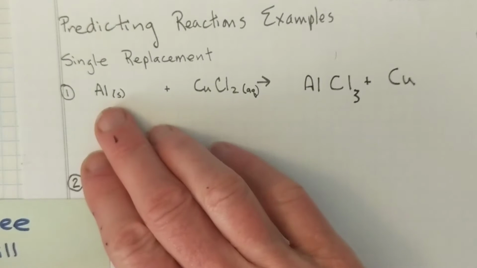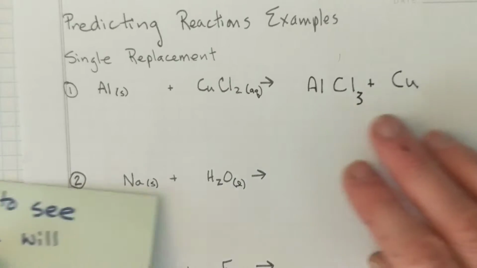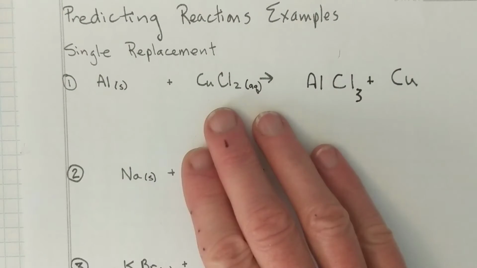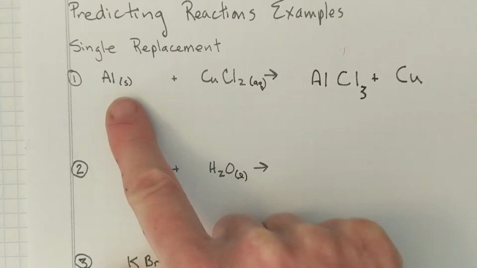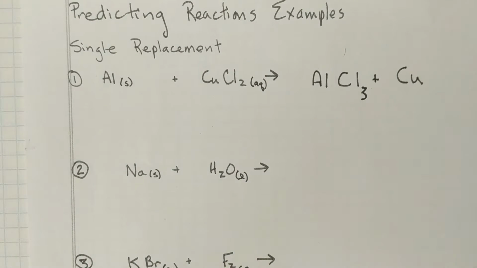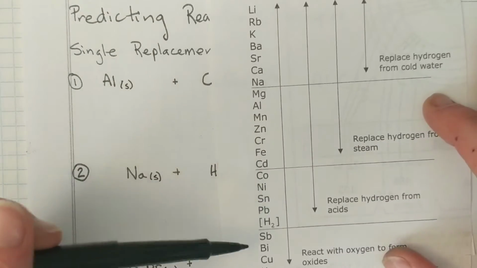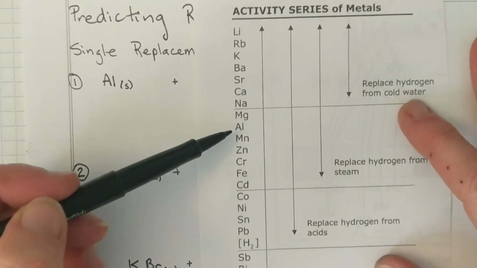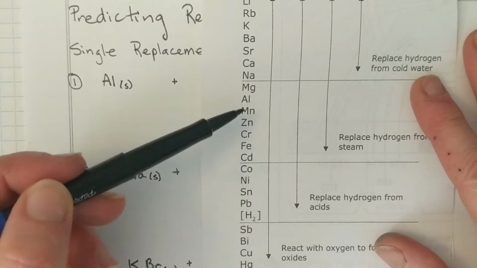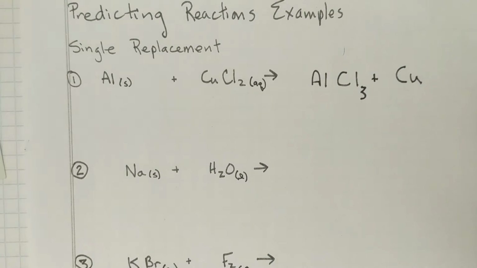All right, so we've decided this is a single replacement, and we predicted our products. Now we want to see if this will occur, so we have to check our activity series. This will only occur if aluminum is more active than copper. This means aluminum does not have as good of a hold on its electrons as copper. So let's find aluminum. Here's aluminum, Al, and copper is way down here. So aluminum is way more active than copper, and so this reaction will occur.